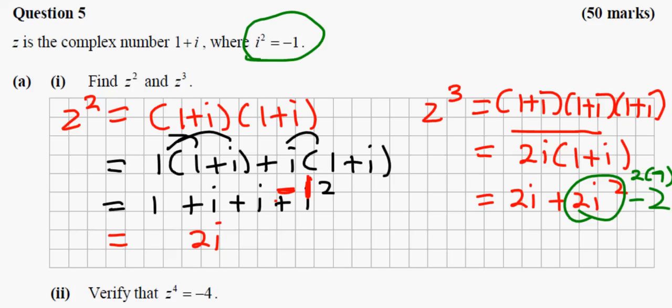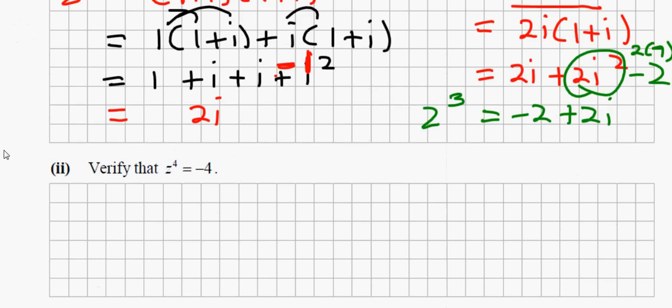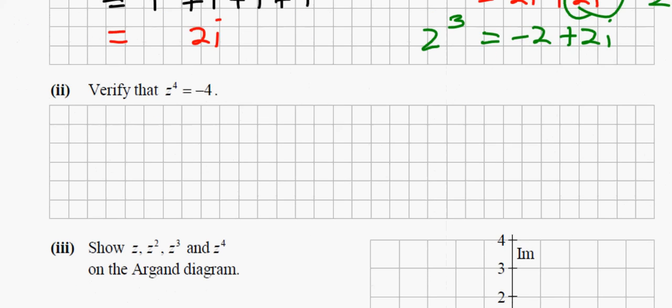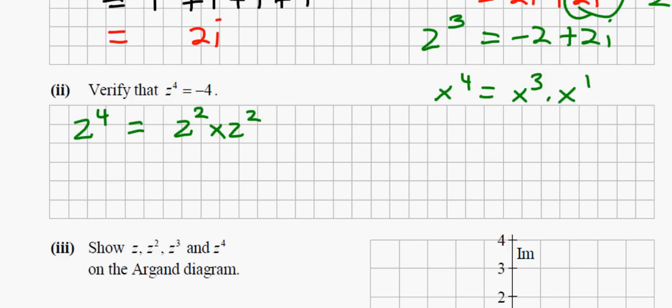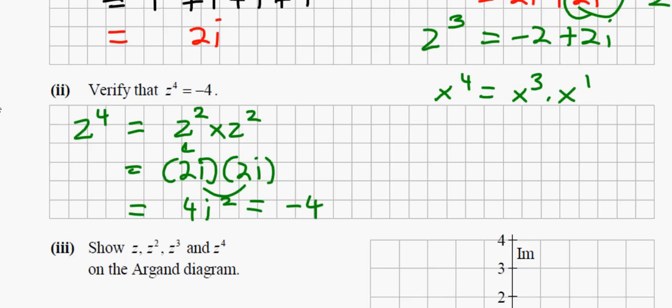So we know that minus 2 plus 2i is Z cubed. Now, for Z to the power of 4, Z4 is the same as Z squared multiplied by Z squared. In the same way, X4 is the same thing as X3 multiplied by X1. So all we've got to do is put in the answer for Z2, which is 2i, multiplied by the other 2i here. When we multiply 2i by 2i we get 4i squared, and 4i squared is minus 4. It's easy as pie.